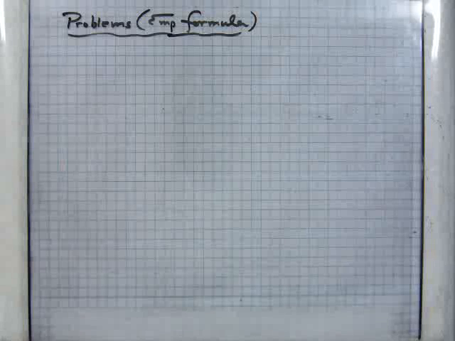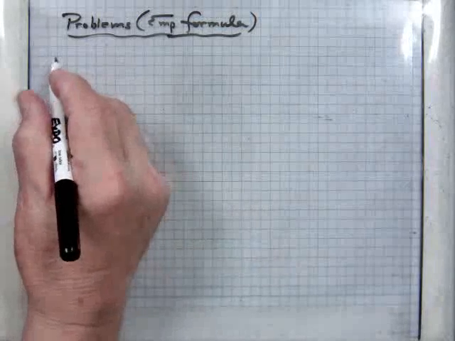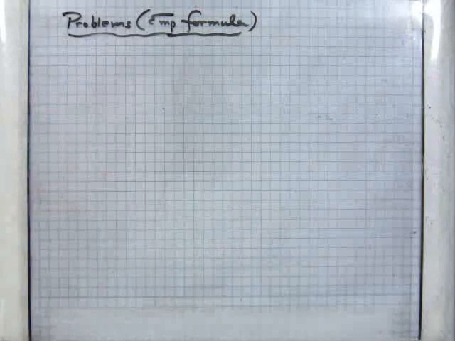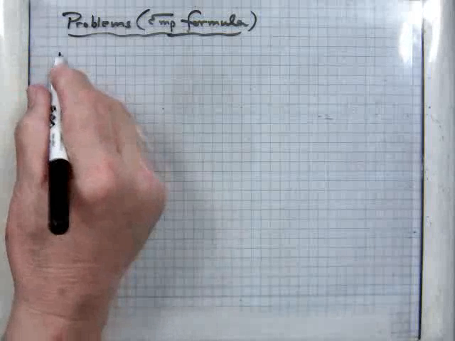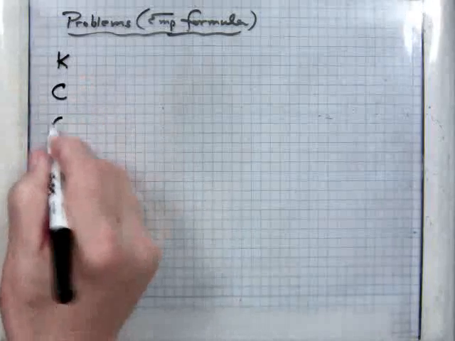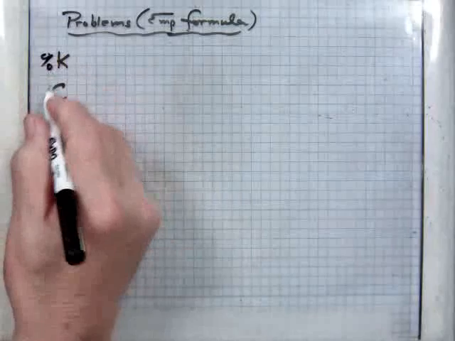Now, the way I suggest you set this up in practice, and there's plenty of opportunities in this handout, is start by listing over here on the left the order potassium, carbon, and oxygen. Put K, C, and O. You might put it in percent like this.